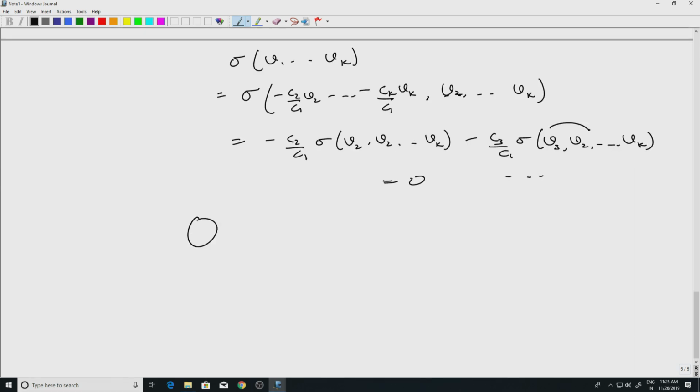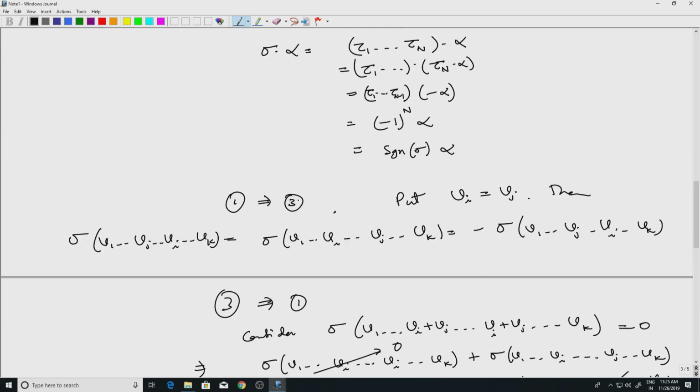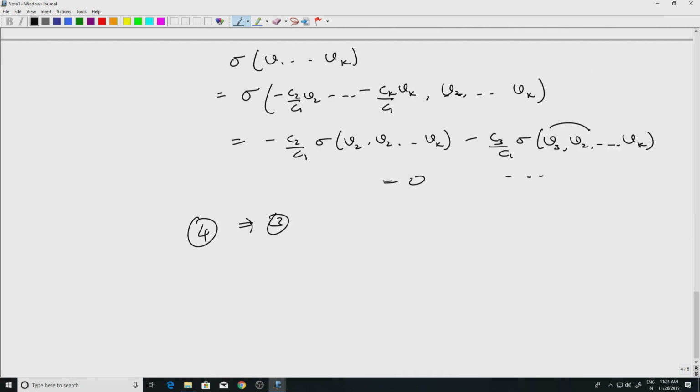And 4 implies 3 is also straightforward. 4 implies 3 is the condition that if you know that linearly dependent sets give 0, then let's say I start with a set of vectors with Vi equal to Vj for some i not equal to j. Now the point is that this is automatically linearly dependent.